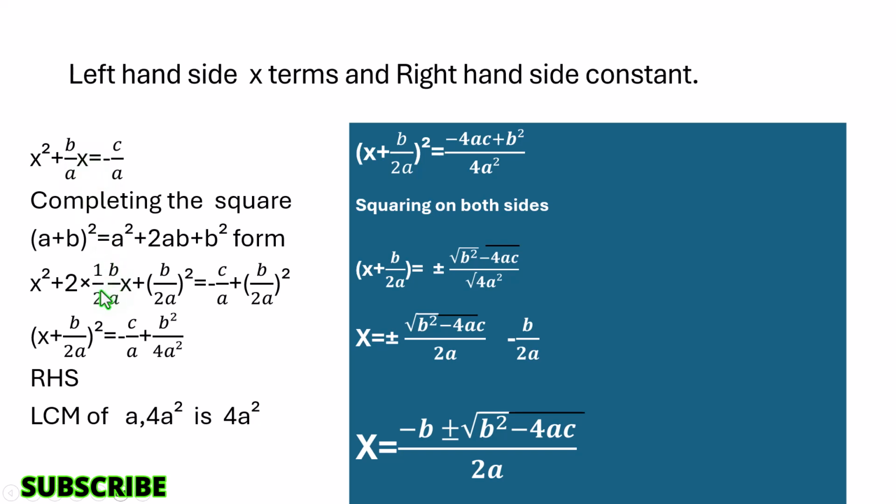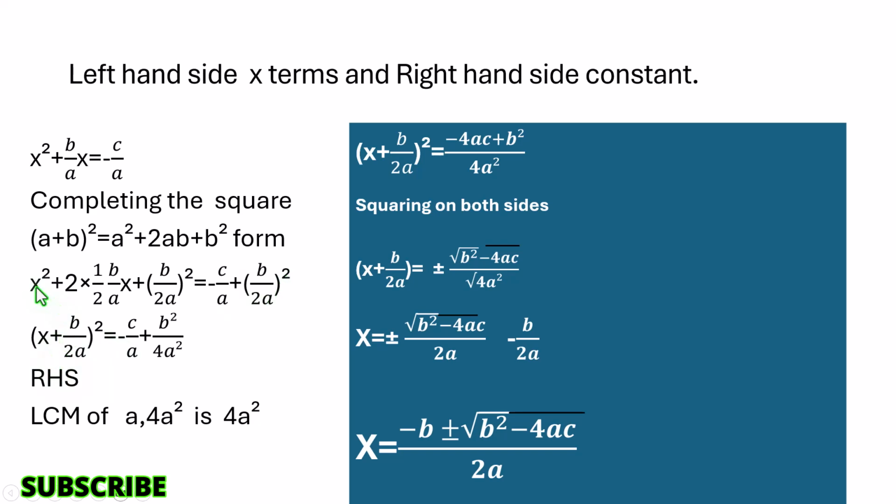Now the second term is done. Then in the expansion the third term is needed. Here a is equal to x, and 2b is the second term, so b is b by 2a. So the third term is b by 2a whole square, which we add on the left hand side. So on the right hand side also we need to add b by 2a whole square.